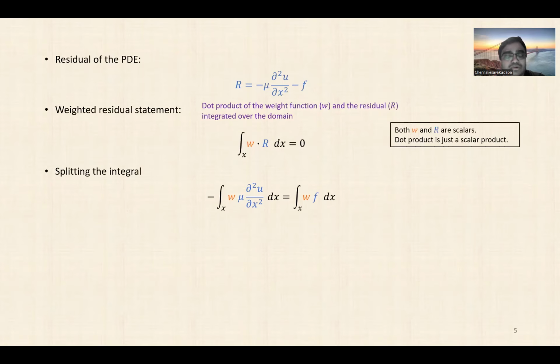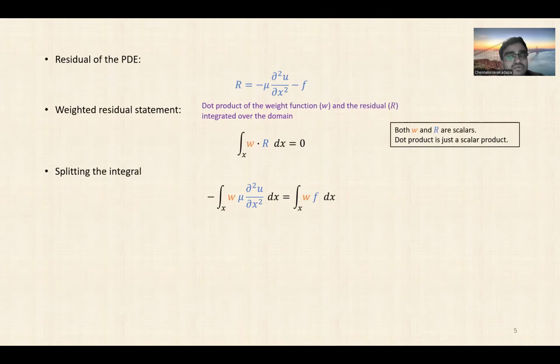In order to overcome these challenges, we transfer one derivative from u to w. By doing that, we are weakening the derivative requirements on the basis functions. The final form that we get is called the weak form, since we are weakening the derivative requirement.